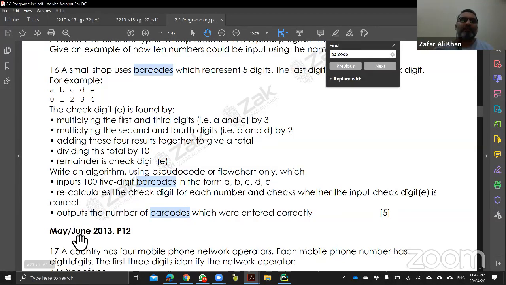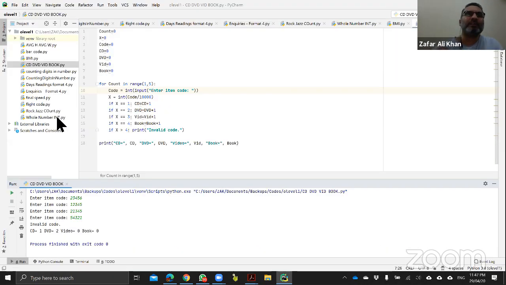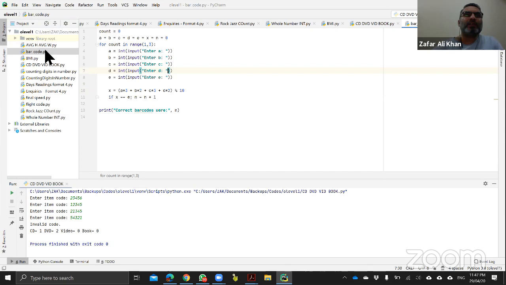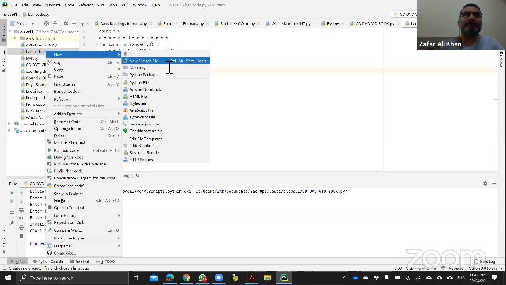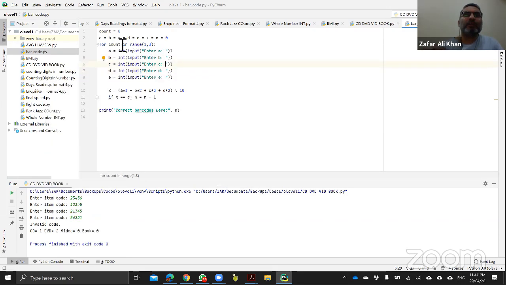And then ultimately we have to output the number of how many barcodes out of the entered barcodes were correct or not. So first, see over here, for count is equal to, I want to take 5 inputs. So I take input in A, B, C, D, and E.